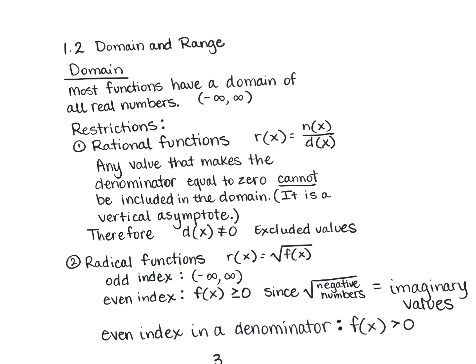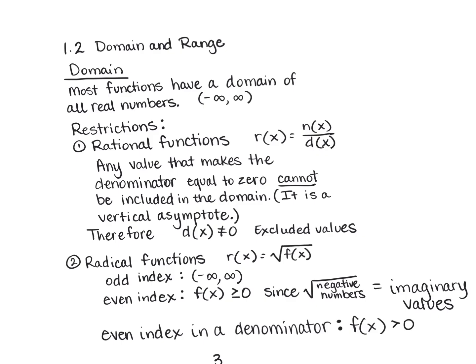We know from previous math classes that this gives you a vertical asymptote. So in order to figure out what this domain restriction is, you set the denominator not equal to 0. So these are the excluded values. Now we're going to do examples of this in a minute, but the excluded values are not part of the domain. Everything else is included.